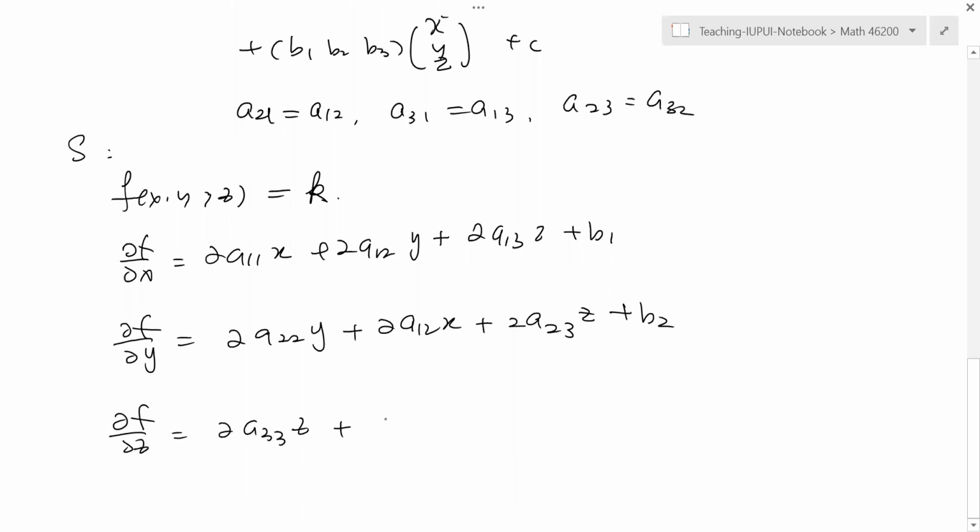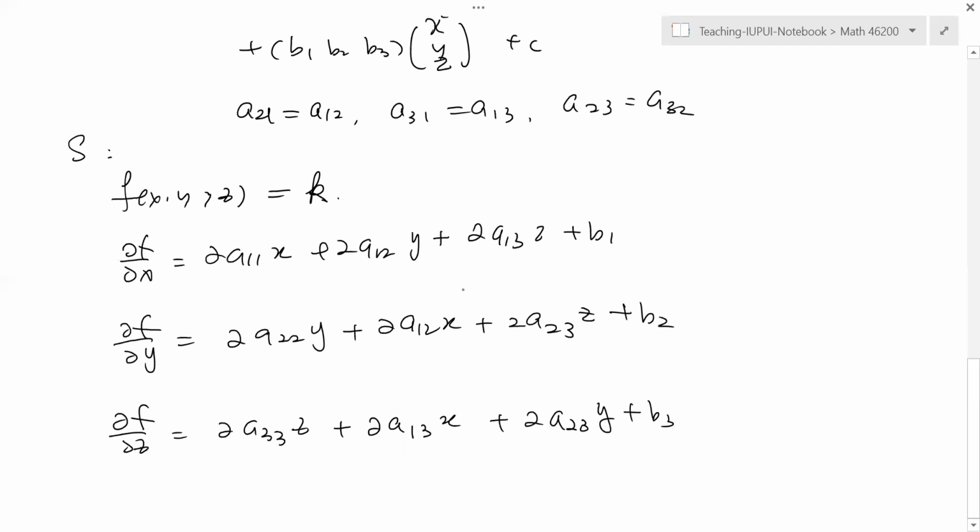A33z plus twice of 1,3x, twice of 2,3y, and b3. So you get a system of linear equations, and when you set this to be zero, you're going to get a unique solution.